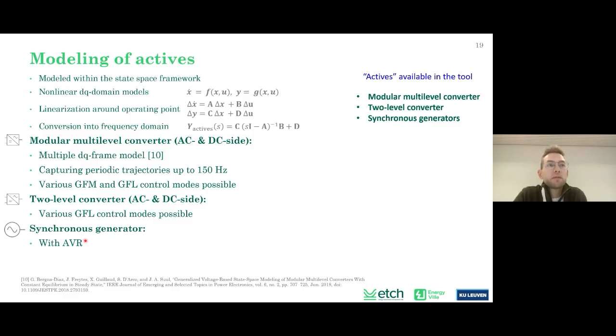The MMC model is a multiple DQ frame model, so we're able to also capture the internal periodic trajectories you have in your MMC up to 150 Hertz. We have various grid forming implementations and also various grid following implementations for the MMC available. For the 2-level, so far only grid following is available, and the synchronous generator is modeled with an AVR.